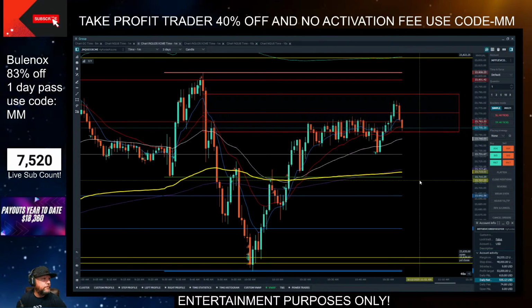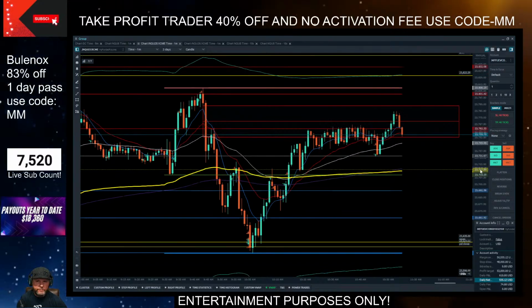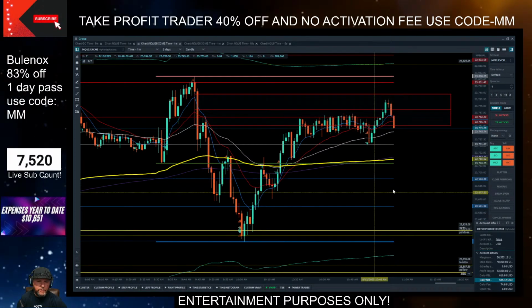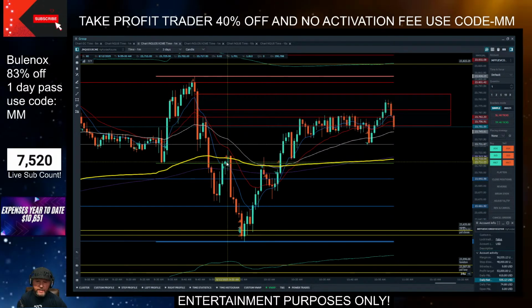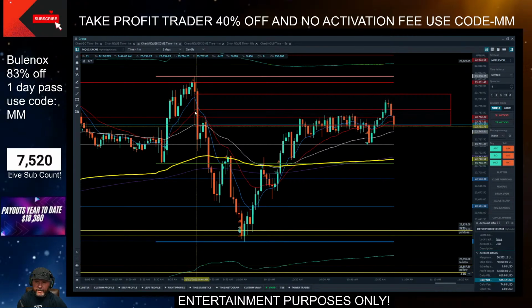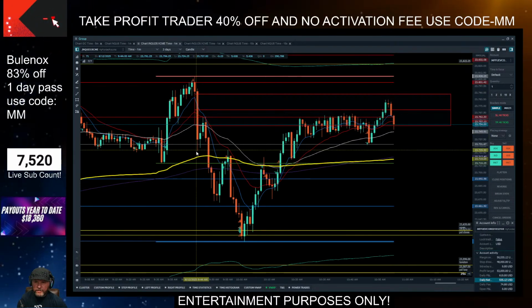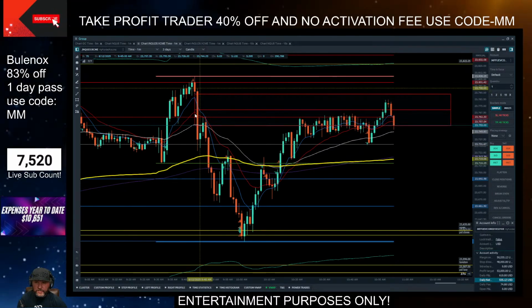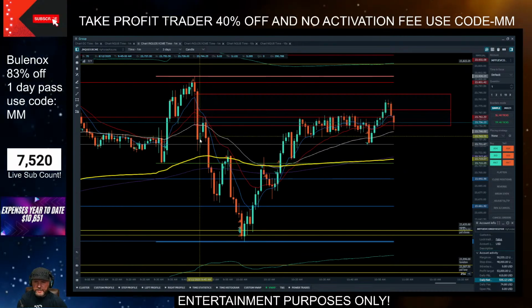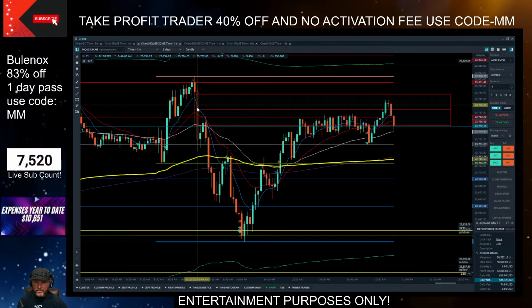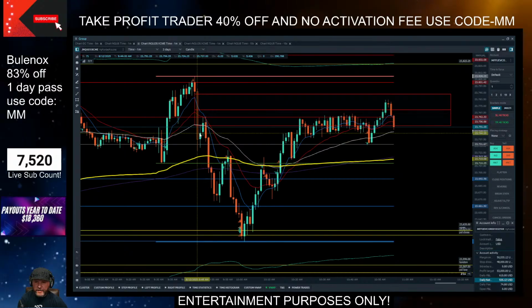So, yeah, the wick counts. The wick counts. So you want to see it close inside. Like, we'll use this 1-minute one. So, like, yeah, the wick counts. So you're using the entire bar, including the wick. It needs to close inside the body of the previous candle.